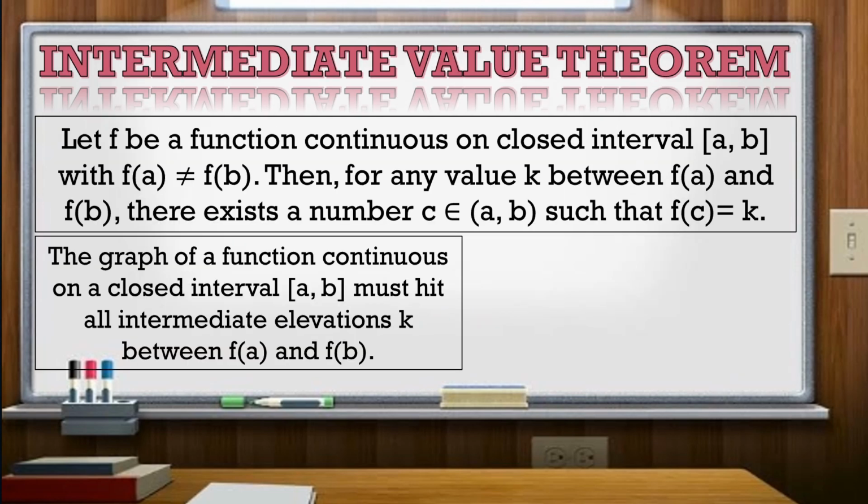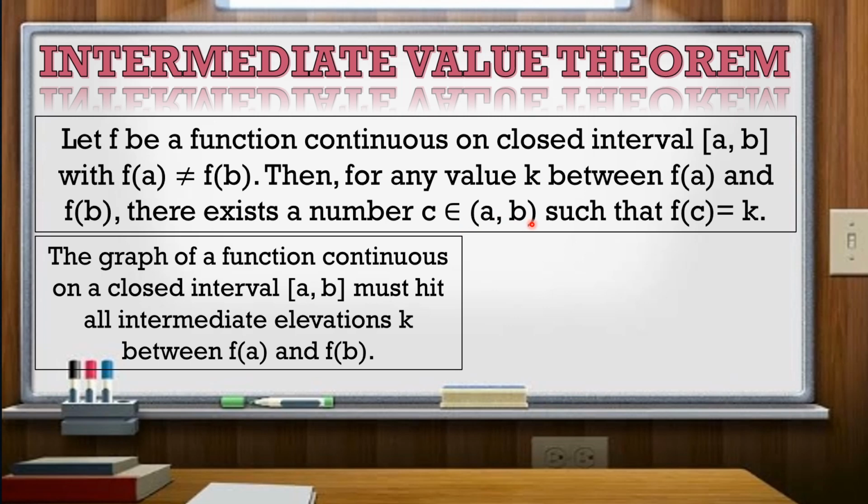Let f, our function, be a function continuous on closed interval [a, b]. Ulitin lang natin, pag sinabi natin interval [a, b] naka-enclose sa brackets, that means kasama sa values of your x yung a at saka yung b at yung mga nasa pagitan ng a and b natin. With f of a is not equal to f of b. Then, for any value k between f of a and f of b, there exists a number c which is an element of your [a, b] such that f of c is equal to your k constant.